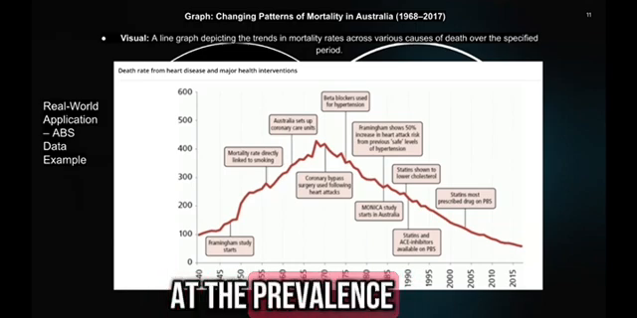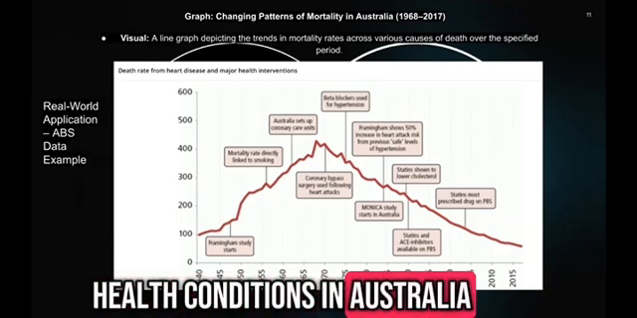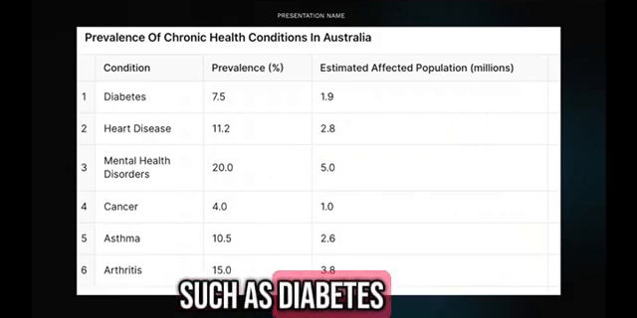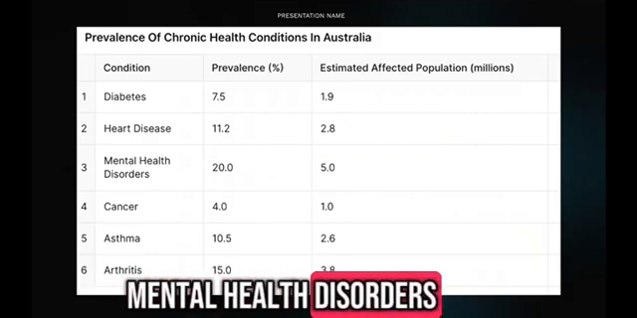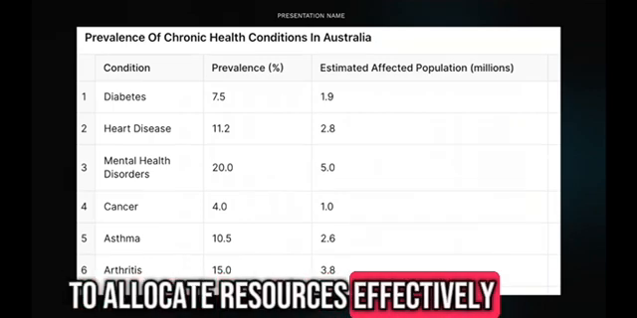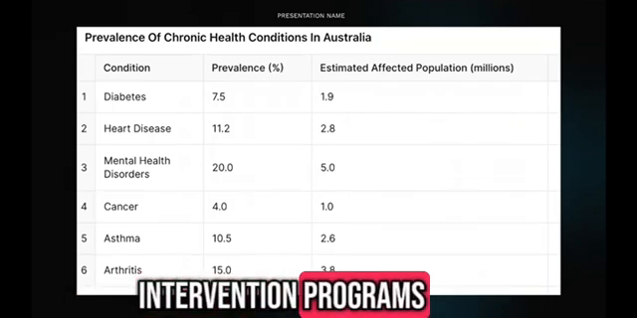Next, let's look at the prevalence of chronic health conditions in Australia. This table highlights the percentage of Australians living with conditions such as diabetes, heart disease, and mental health disorders. Understanding these numbers allows healthcare providers to allocate resources effectively and implement targeted intervention programs.